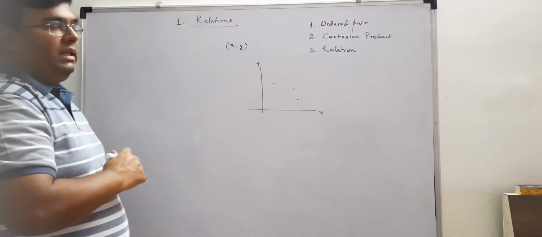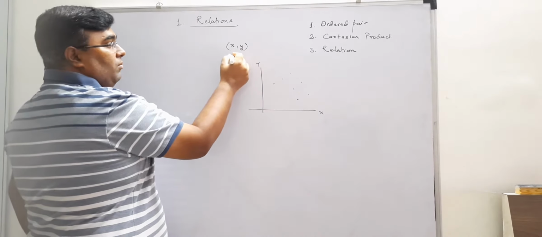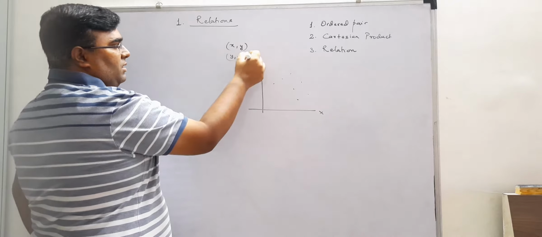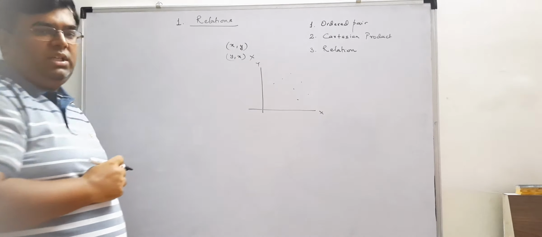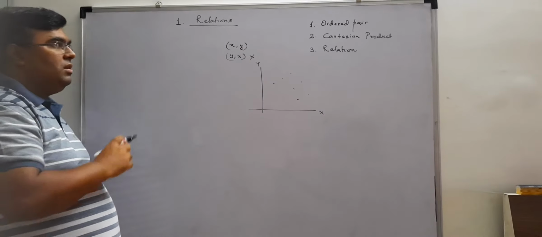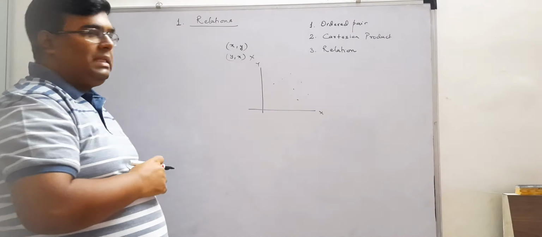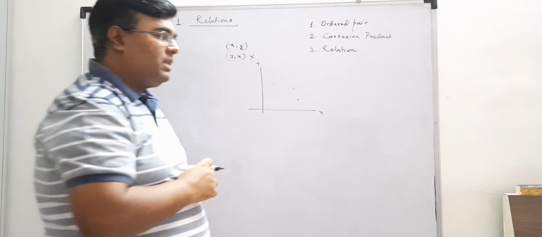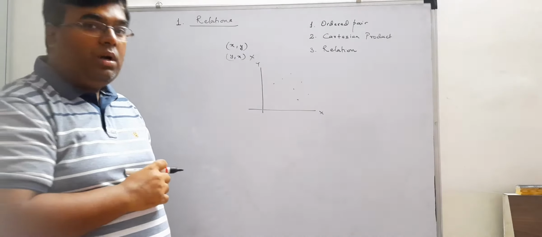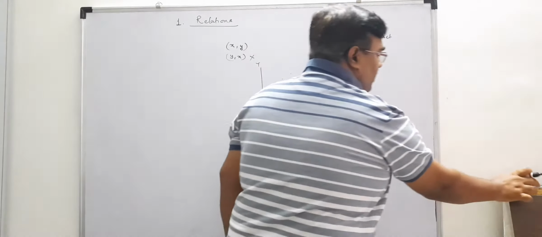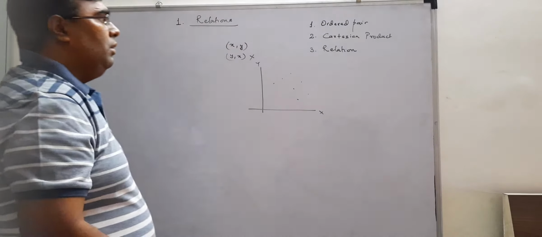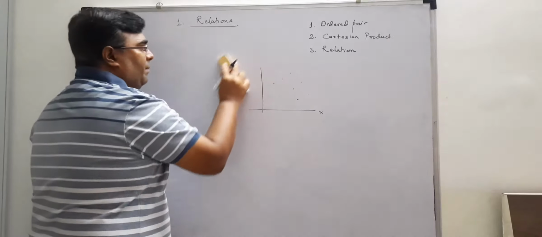We never write this pair as yx. This is a wrong representation. So we always write the pair as xy, not yx. So this is known as my ordered pair. Now let us understand in general terms what an ordered pair is.